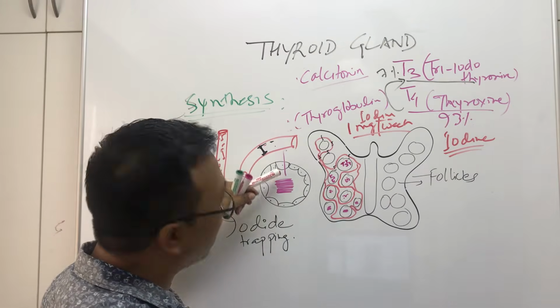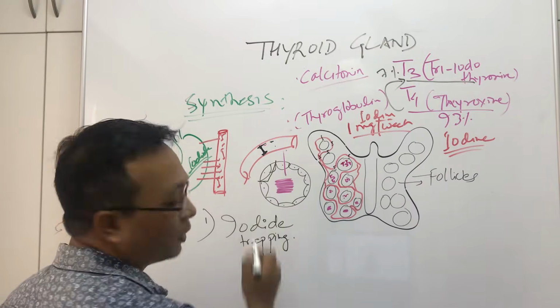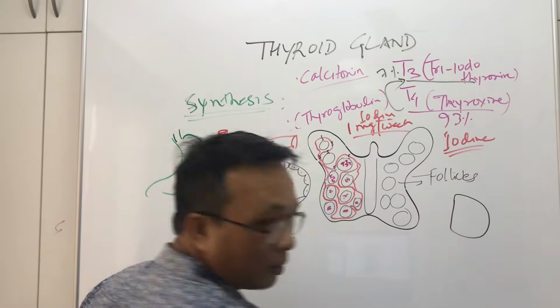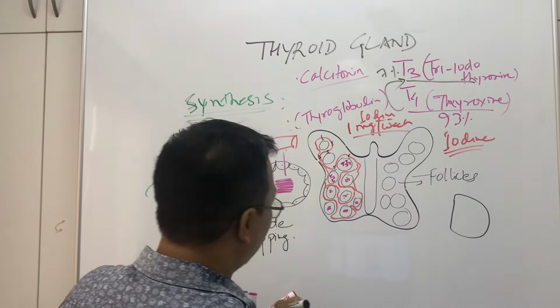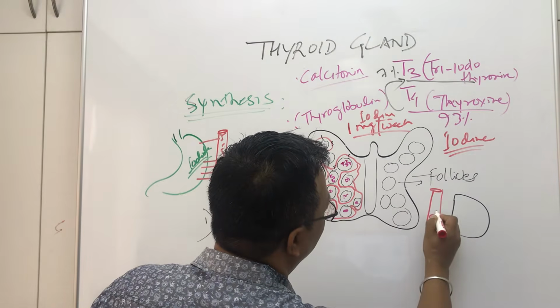So iodide from here. Okay, let me take one cell from here. Let me cut this portion. This is the cell, and here there is the iodide.